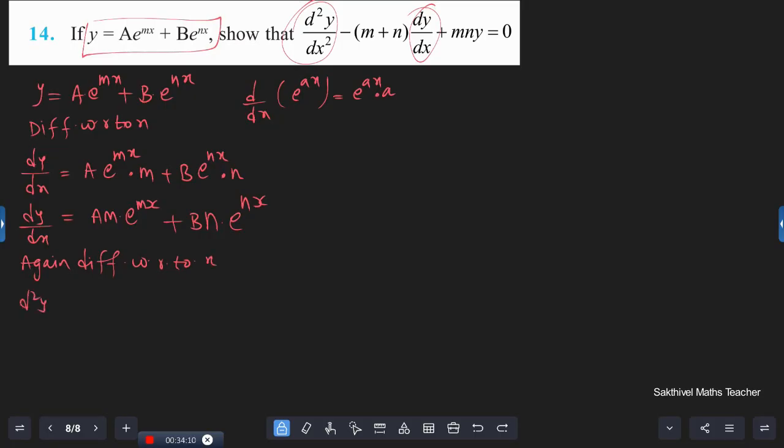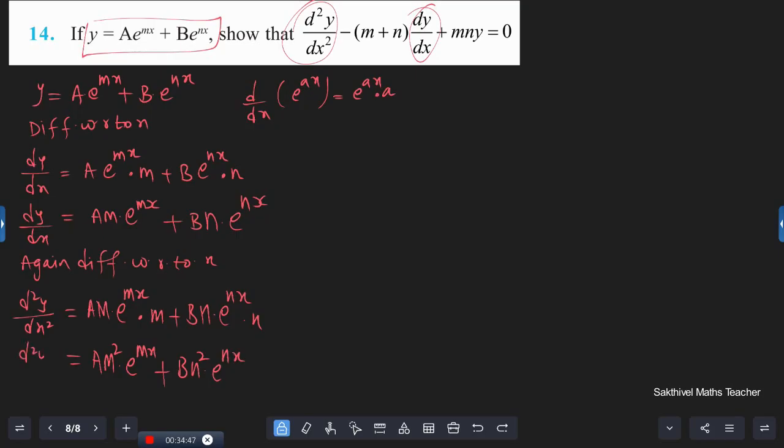So d square y by dx square is equal to am, a multiplied constant, e power mx; when you differentiate e power mx you get m. Then bn into e power nx, differentiating gives n. So I am getting a m square e power mx plus b n square e power nx.